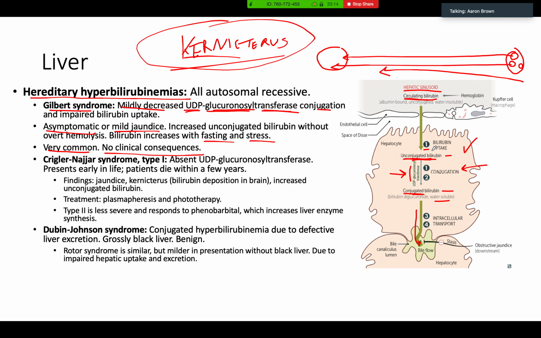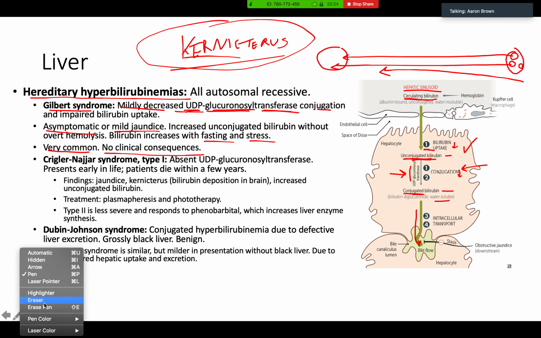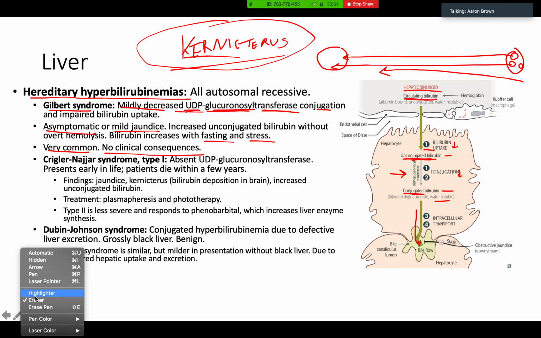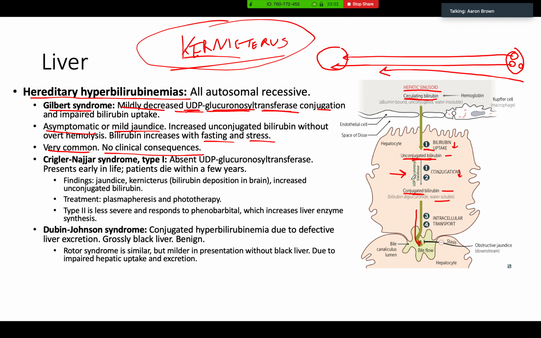More, I'd like you to remember that it's this mildly decreased enzyme, but yes, also the uptake of bilirubin is decreased, and conjugation is decreased. Okay, both of those are going to be decreased a little bit. So that's our first clinical condition when we have a little bit of decreased activity of this enzyme.